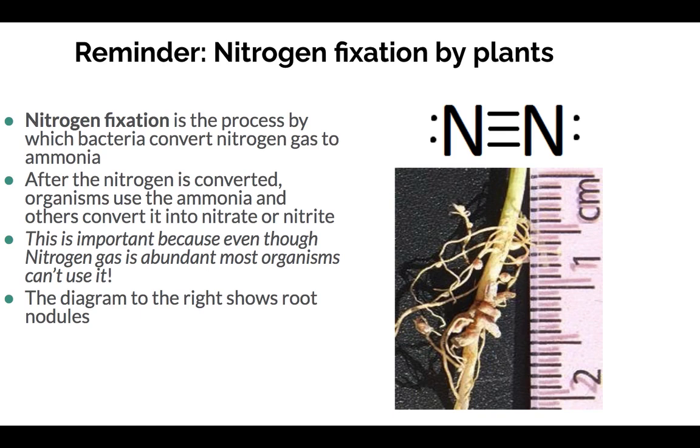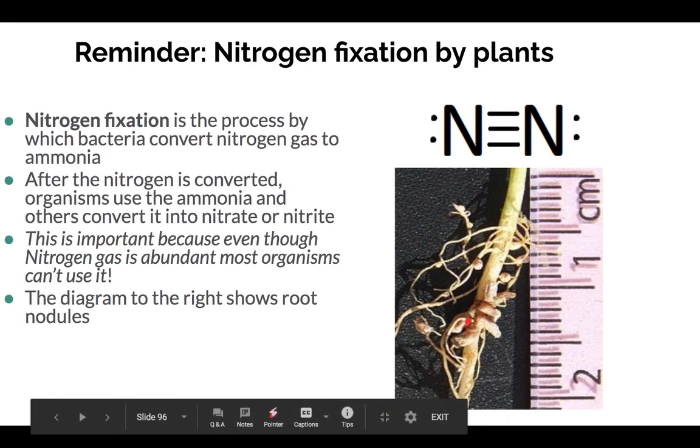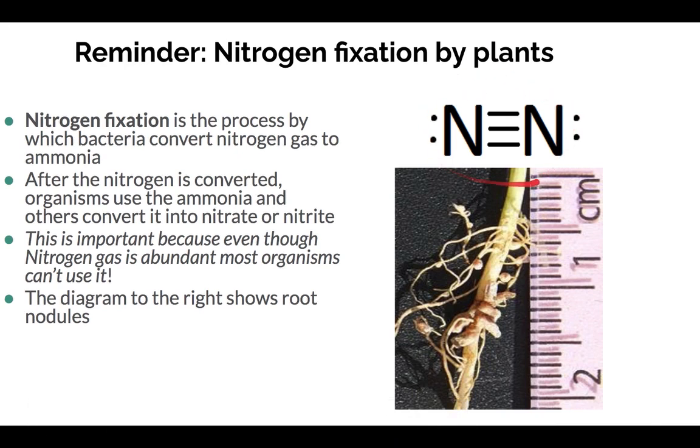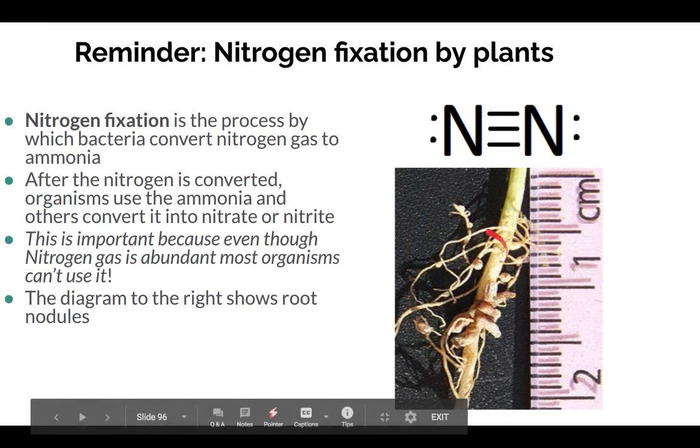And the diagram to the right shows the root nodules. So remember, bacteria can live in here and then they can fix this N2 gas into a usable form. And remember, it's because N2 has that triple covalent bond. It's really stable, so it's hard to break apart. So bacteria goes in and it breaks up that triple bond for us.